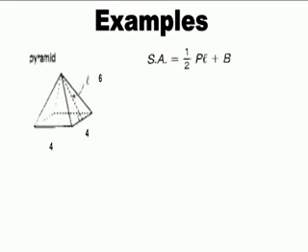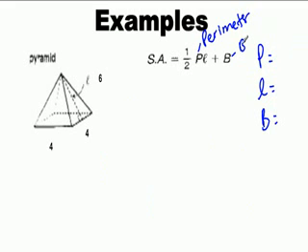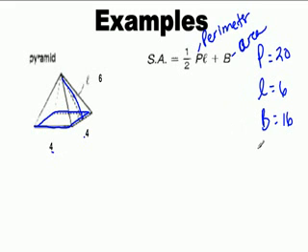Alright, now for the pyramid, the formula is 1/2 PL plus B. So we need to figure out P, L, and B. Remember, P is the perimeter, and B is the area. Now looking at our picture, we already know that the slant L is 6. So let's figure out the perimeter. We have 4 plus 4 plus 4 plus 4. That's 16. And then the base is 4 times 4, which is 16.